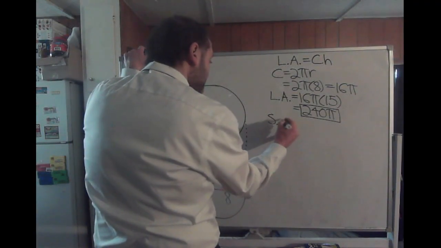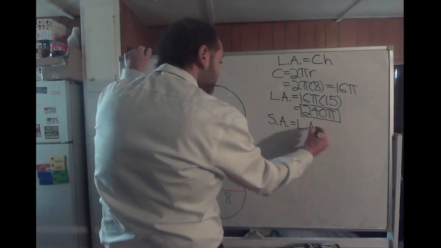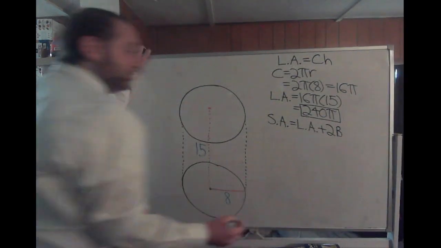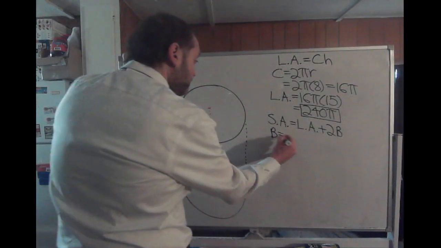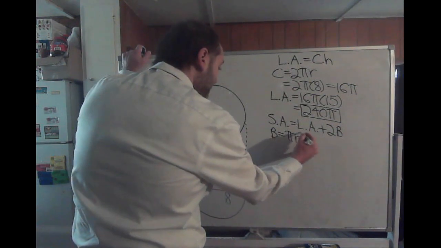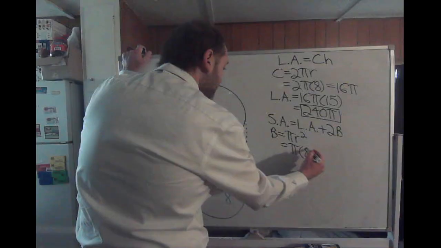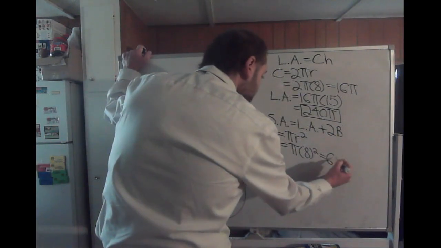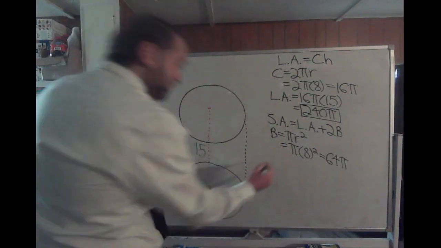Now let's go on to find the surface area. The surface area, of course, is the lateral area itself plus twice the area of the base. One problem though, we don't know the area of the base, but we're about to, because the formula for the area of a circle is pi r squared, which would give you pi times that radius of 8 squared, which would give you a base area for the circle of 64 pi square units. Now we can find the surface area.